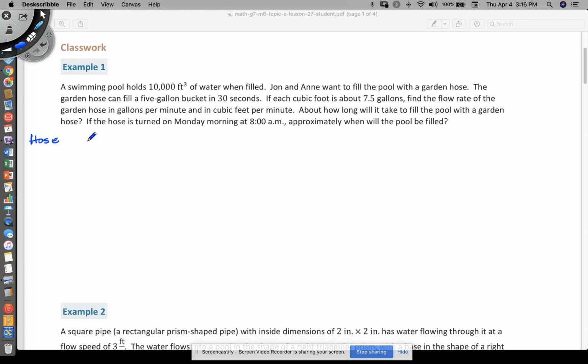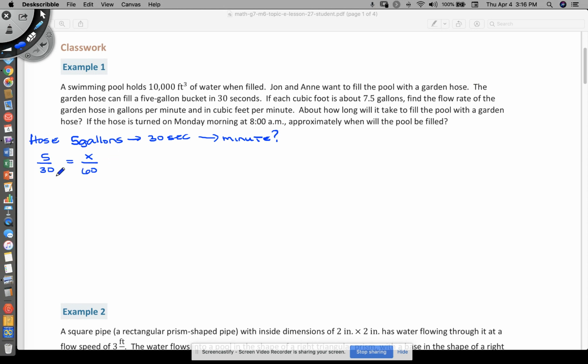They mentioned that the hose can do 5 gallons in 30 seconds. Well, I'm going to convert that to minutes because everything mentioned here is in minutes, not in seconds. So they want to know how long it'll take in minutes. So we're going to convert this into minutes. All right, so I'm going to put 5 over 30, and I'm going to set that equal to the proportion of what would that be in 60 seconds, 60 seconds being the 1 minute.